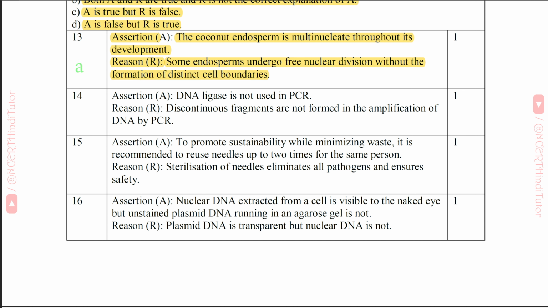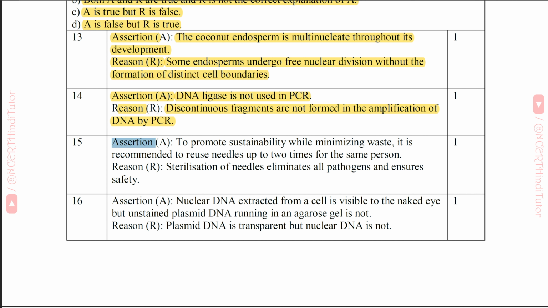Answer A. Both A and R are true and R is the correct explanation of A. Question 14. Assertion A. DNA ligase is not used in PCR. Reason R. Discontinuous fragments are not formed in the amplification of DNA by PCR. Answer A. Both A and R are true and R is the correct explanation of A.